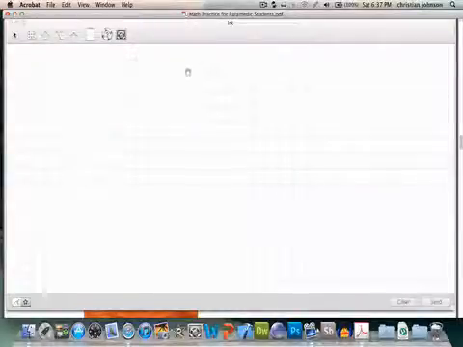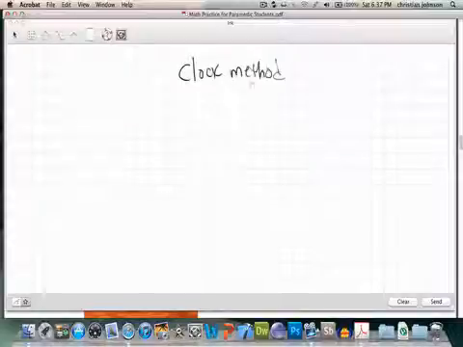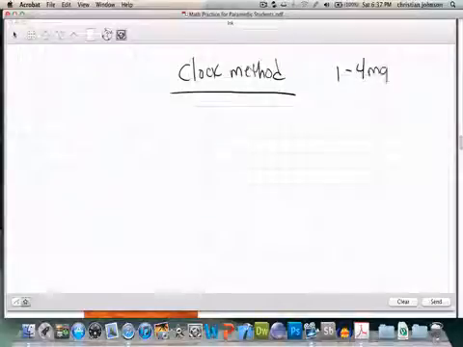I'll give you another example of the clock method. All right. Now, we're going to go back to our lidocaine drip. Lidocaine is 1 to 4 milligrams a minute as my dose.